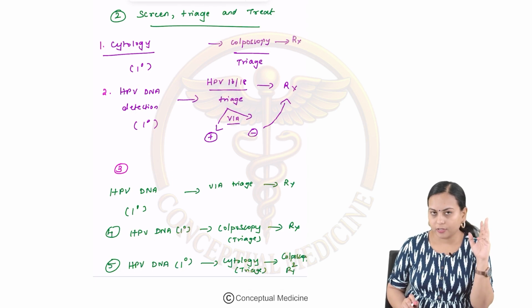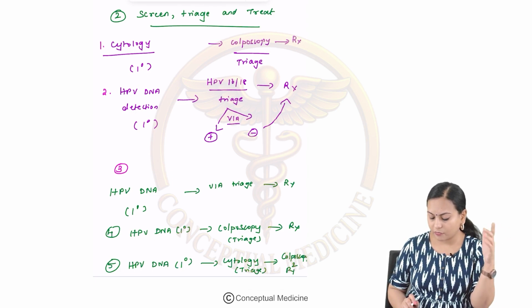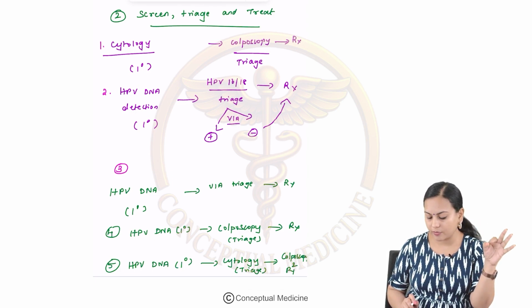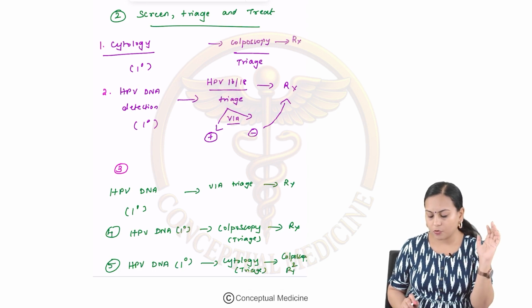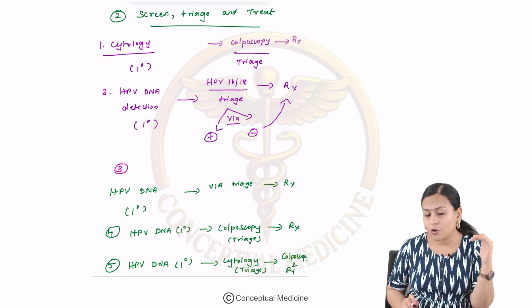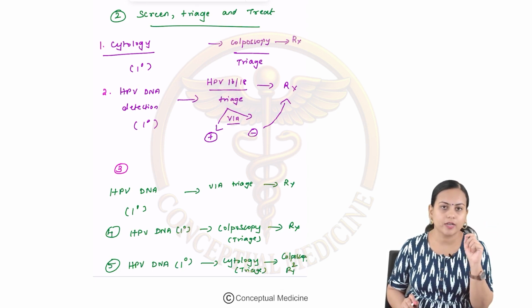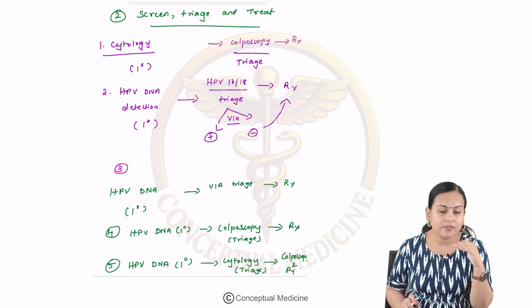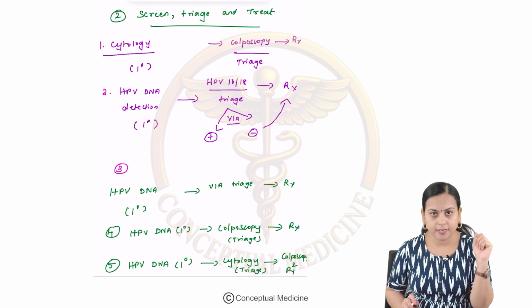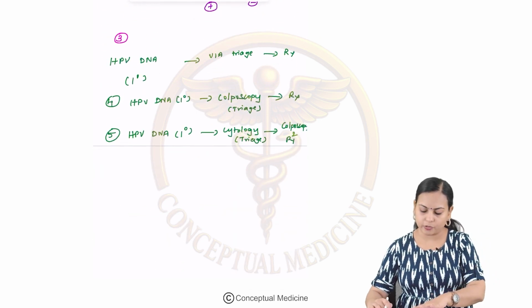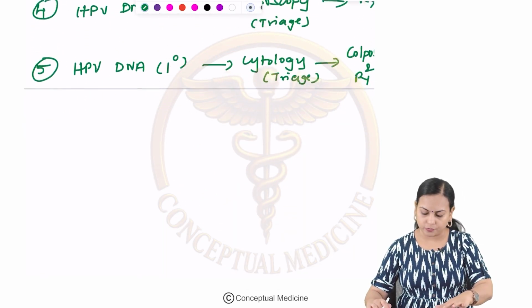And for the third option, you have HPV DNA as the primary screening test, and the triage options will include VIA, cytology as well as colposcopy. If you are choosing cytology as a triage option, then you have to go for colposcopy. So colposcopy will serve as a confirmation investigation also, and through colposcopy you can treat the lesion if anything is present. Clear? So these are the two approaches that are used by WHO.